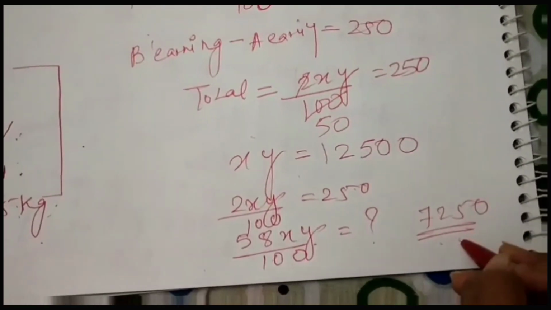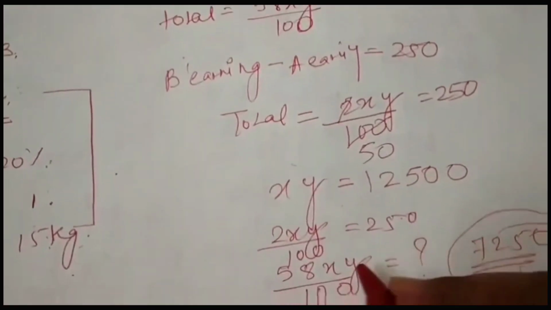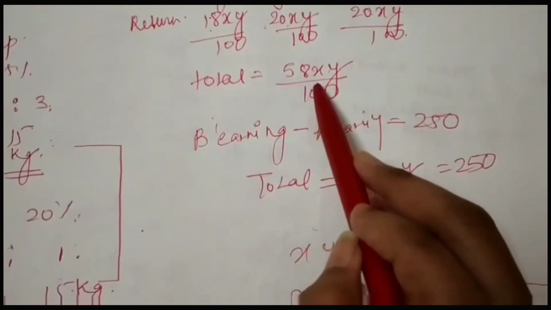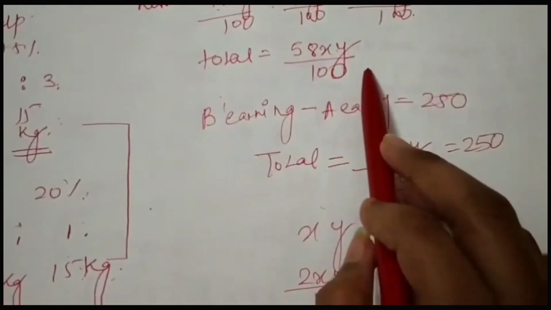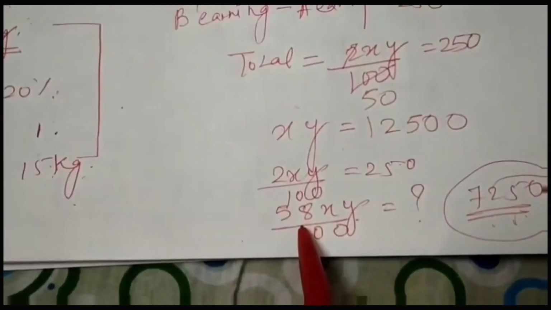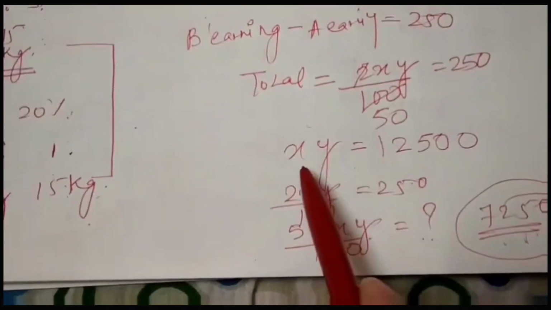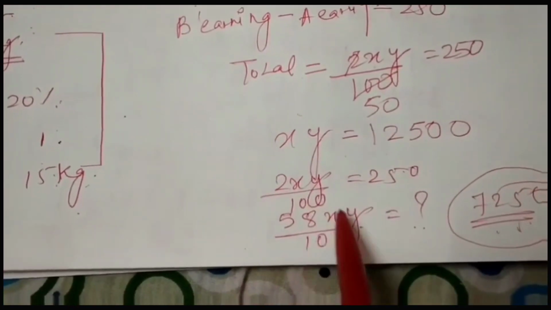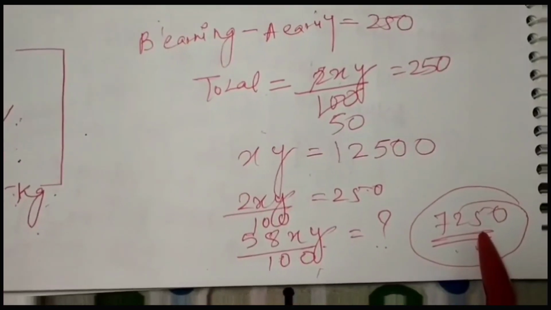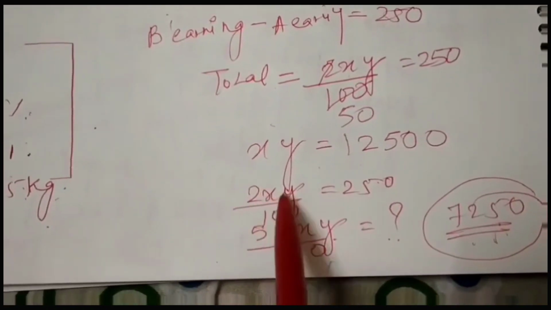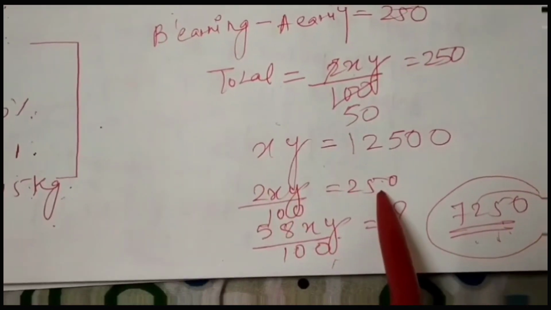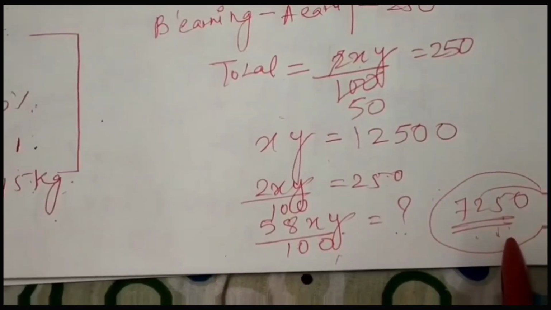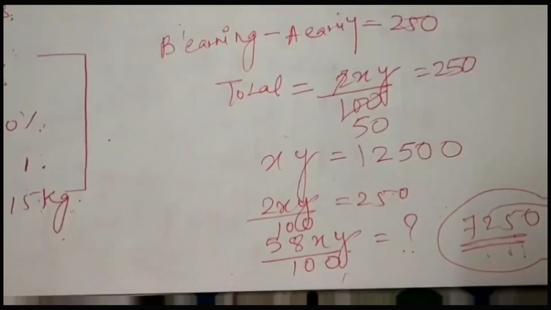So 7250 will be our answer, because here we have to find out that 58xy will be the total. Here we need to find out the total 58xy upon 100, because we have calculated 2xy upon 100. So 58xy upon 100 is equal to 7250. You can multiply 2 by some number and 250 by the same number, so you will get 7250. Okay friends, we will take more questions.